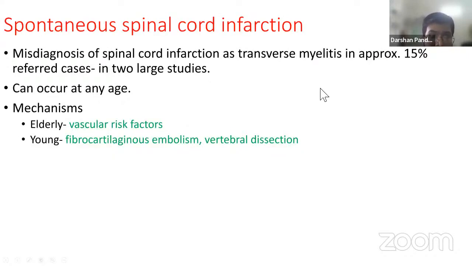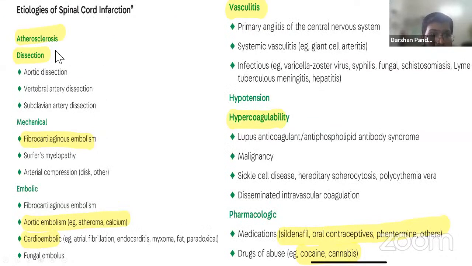Then regarding spontaneous, misdiagnosis of spinal cord infarction as transverse myelitis has been found in 15% of cases in two large studies. It can occur at any age. Mechanisms in the elderly are usually associated with vascular risk factors, and in young people with fibrocartilaginous embolism or vertebral dissection. Etiologies can be atherosclerotic, associated with dissection, embolic phenomena, mechanical fibrocartilaginous embolism, vasculitic phenomena, or a hypercoagulable state. Drugs like oral contraceptives, sildenafil, and drugs of abuse can cause it.